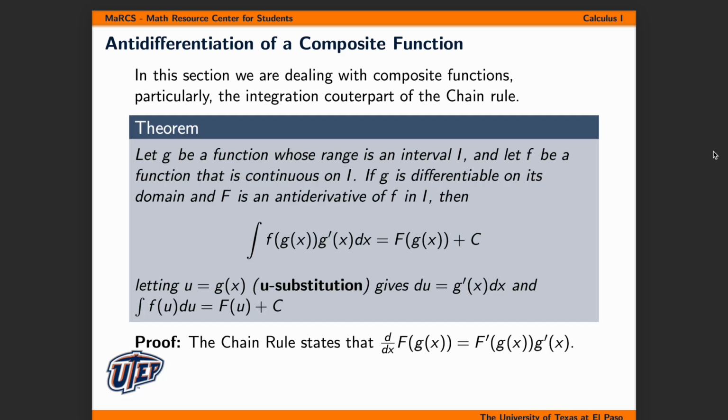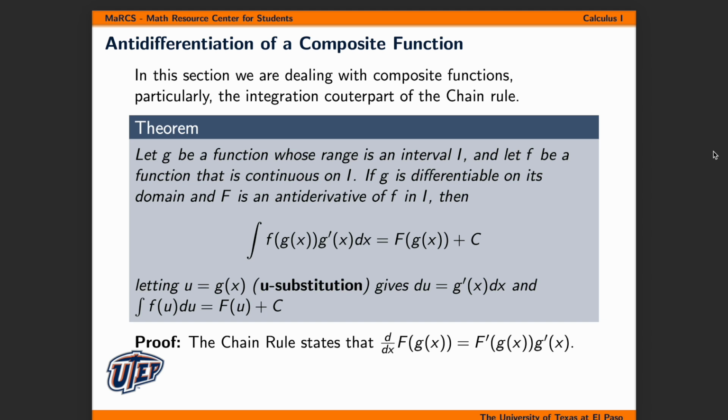If g is differentiable on its domain, and capital F is an antiderivative of f in the interval I, then the indefinite integral of f composed of g of x times g prime of x with respect to x is equal to our antiderivative F composed of g of x plus our constant c. So we let u be equal to g of x, so u substitution, which gives that du, or the derivative of u with respect to x, is equal to g prime of x dx. And the integral of f of u with respect to u is equal to the antiderivative F evaluated at u plus our constant of integration.